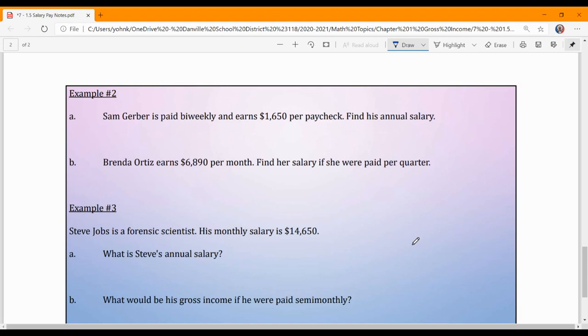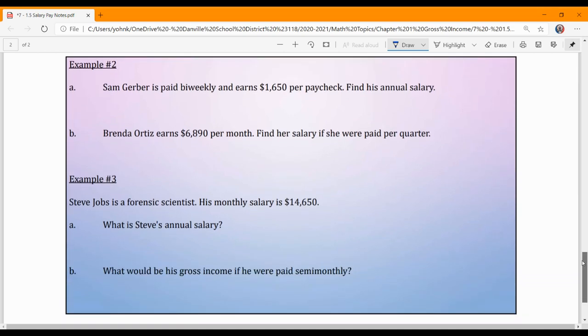Okay, example number 2 says, Sam Gerber is paid bi-weekly and earns $16,050 per paycheck. Find his annual salary. So bi-weekly means 26.